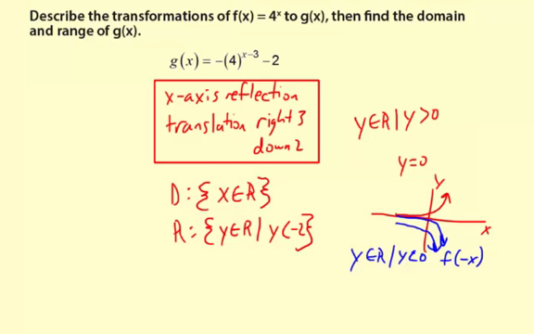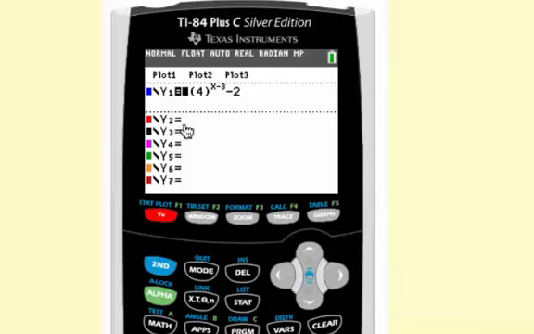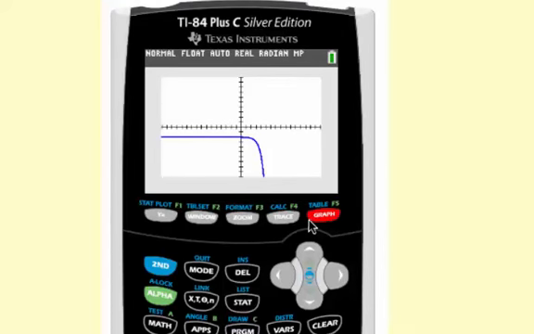Now let's take a look at the calculator to verify. Okay, now here's the function already entered in. The negative of 4 to the x minus 3, then minus 2. There's the graph. You can see how it's reflected vertically over the x-axis and translated down 2. Let's look at that table.